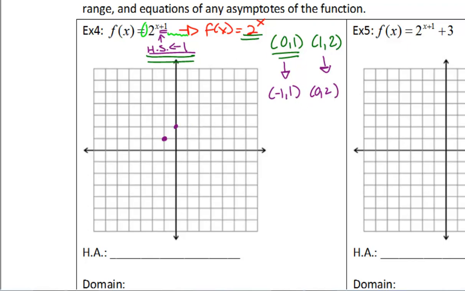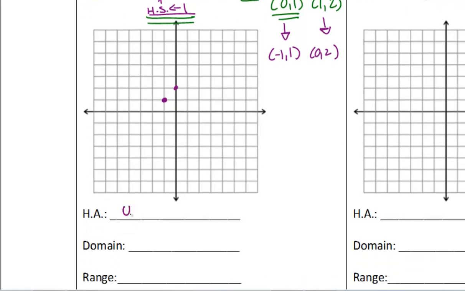Then my horizontal asymptote. Well, the horizontal asymptote is going to be y equals 0 unless you have a vertical shift. Well, this problem does not have a vertical shift, so my horizontal asymptote is going to stay as y equals 0. So let's go ahead and draw in my horizontal asymptote. So with those two new points and that horizontal asymptote, that's all I need to graph my function.